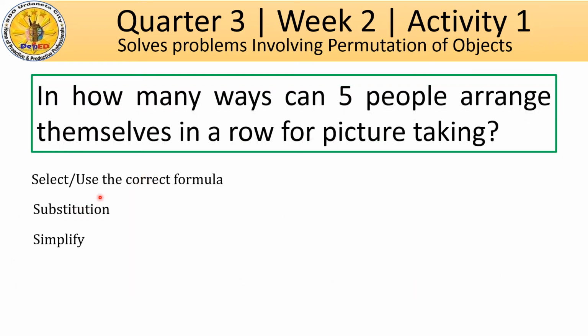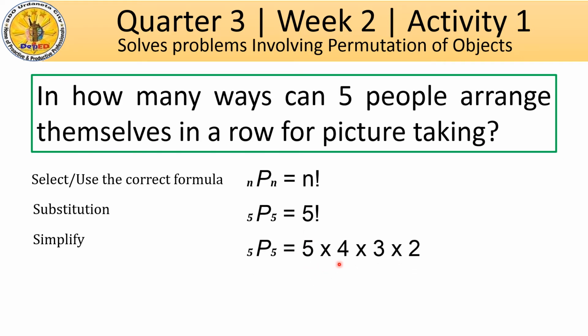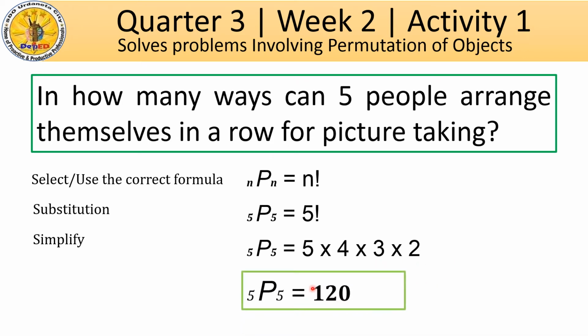So let us solve the problem using the correct formula, the permutation of n taken all at a time, and that is equal to n factorial. Do the substitution, replace n by 5. So we have 5 factorial. And 5 factorial means 5 times 4 times 3 times 2 times 1, and that is equal to 120. Meaning there are 120 ways the 5 people can arrange themselves in a row for picture taking.